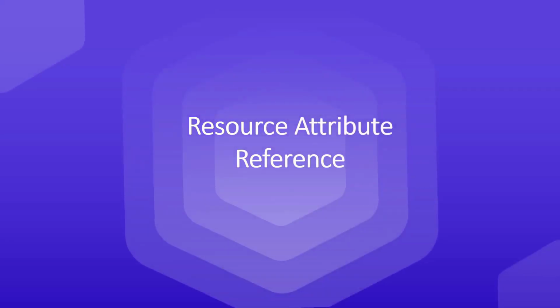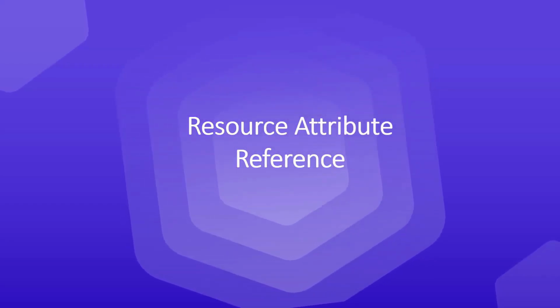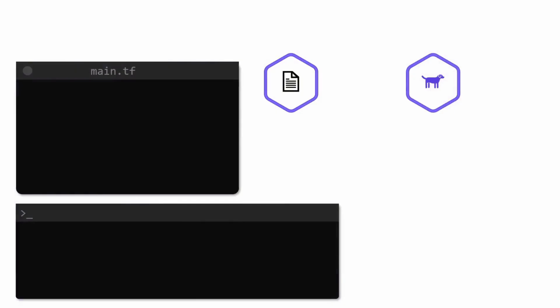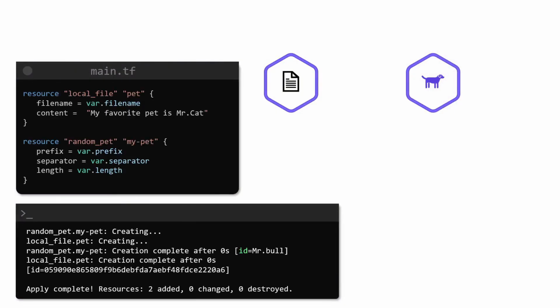In this lecture, we will learn how to link two resources together by making use of resource attributes. In the last few lectures, we saw how to use variables to improve the reusability of our code. Right now, we have two resources in our configuration file. Each of these resources has a set of arguments that are used to create that resource.